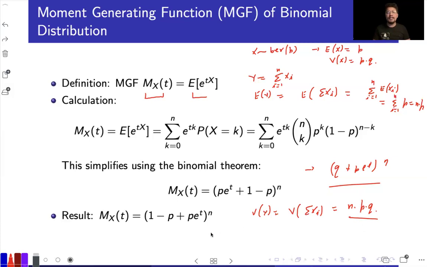Okay, moving ahead. Then if you go for the MGF of Y, that is M of the summation of Xi at t. That will be the expectation of e raised to the power t times the summation of Xi.